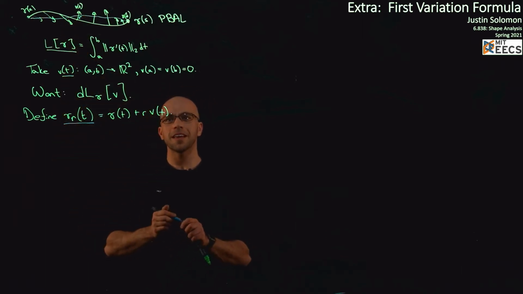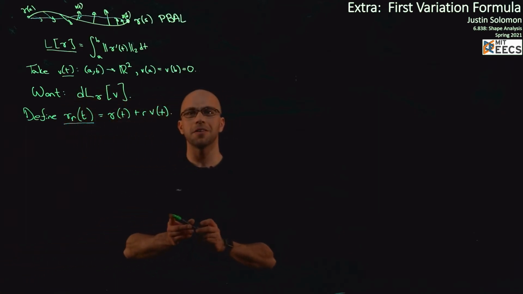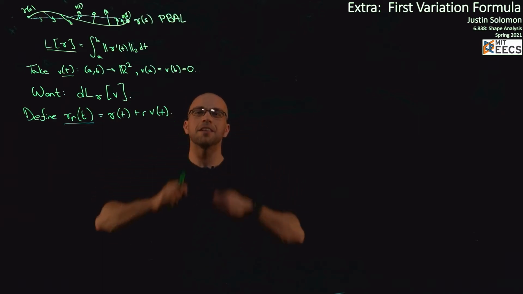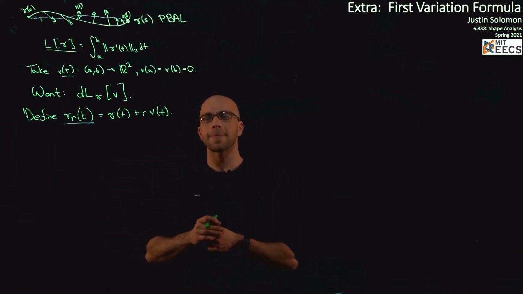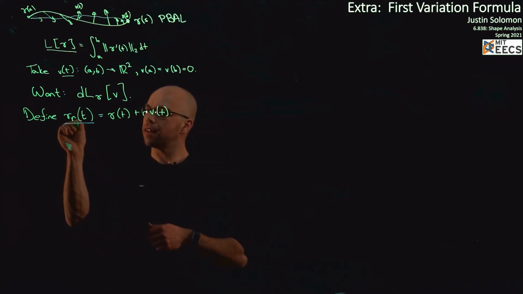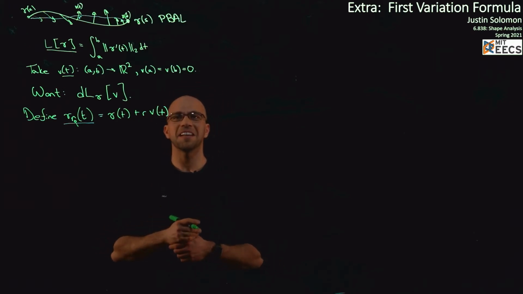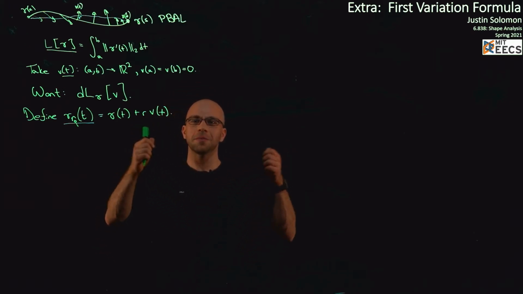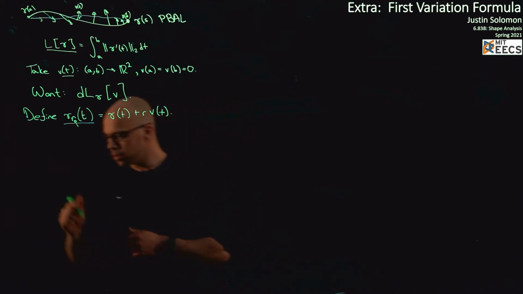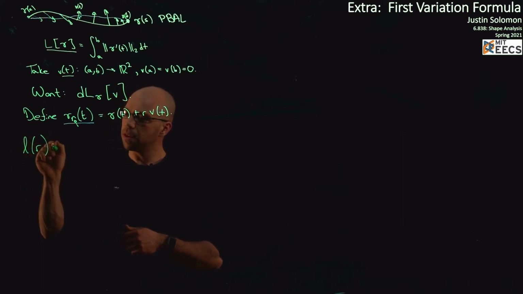So notice that when r equals 0, I've just recovered my original curve, gamma 0 of t. And then as r increases, I take my curve and I displace it along v more and more and more. So one thing that I can do is look at arc length as a function of r, which is to say that as I displace my curve away from gamma, I could ask the question of how arc length changes.